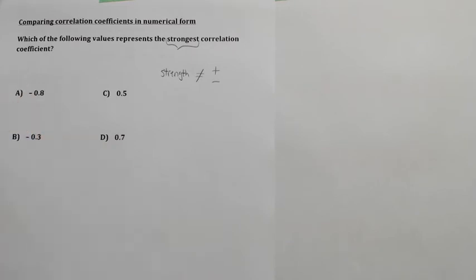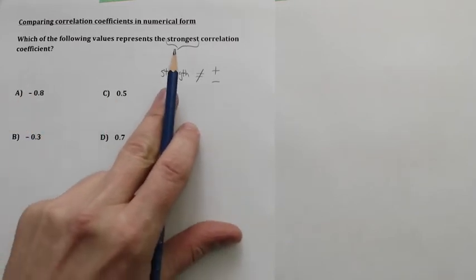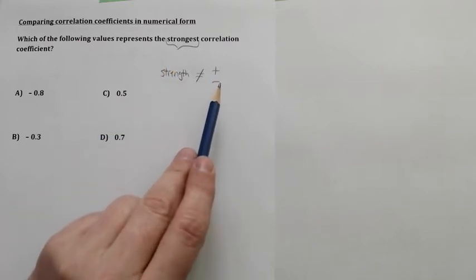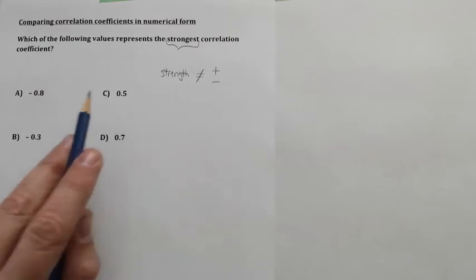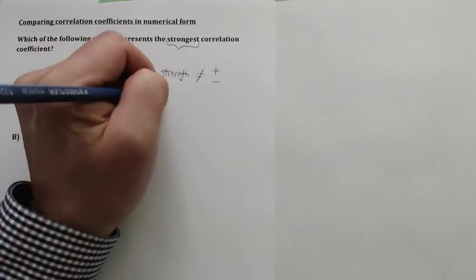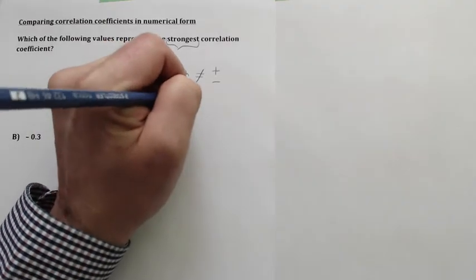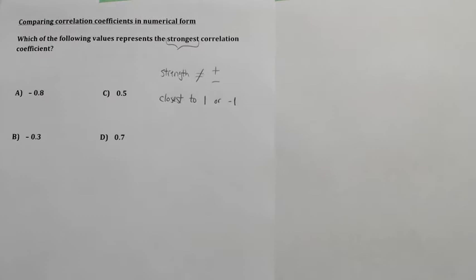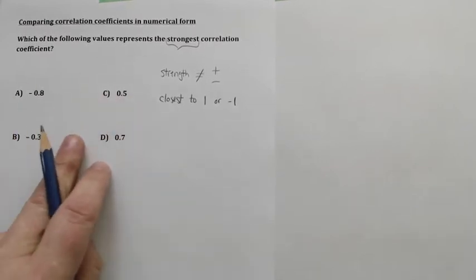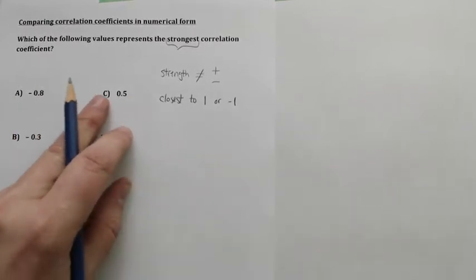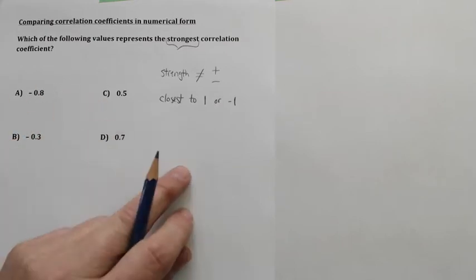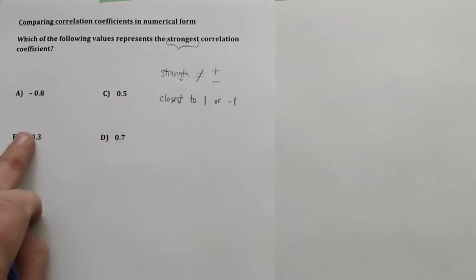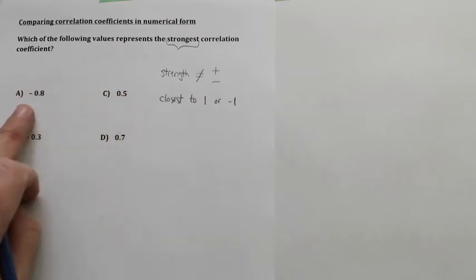So the easiest thing to do when we're dealing with looking for issues of strength is to disregard the positivity or the negativity of the correlation and just look for the number that is closest to 1. Now, you could also think of it as being closest to -1 if you don't want to lose those negatives. In other words, which one is the furthest away from 0 is another way of thinking about it. So when we look at these four numbers, we want to say, all right, well, which is the one that's going to be closest to 1 or -1?